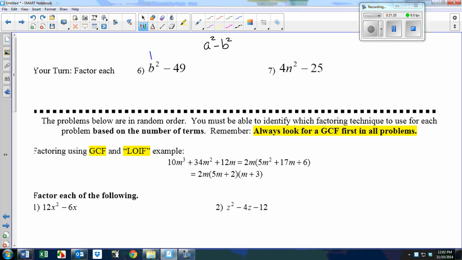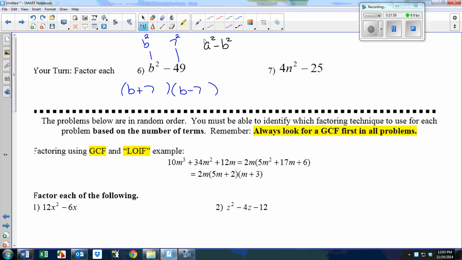So what would be the quote-unquote a in number 6? It would be b. Now that's kind of confusing because of the letter that's in it, but it'd be the b squared. And the 49 would be 7 squared. So what would it factor to? According to the formula, b plus 7 times b minus 7. b plus 7 and b minus 7.